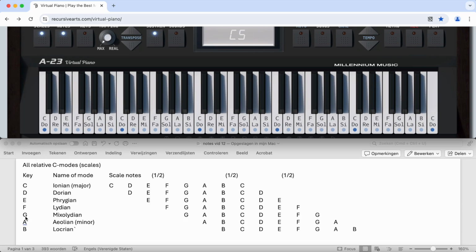The key of A minor. Let's play that one. I start the scale from the A and I play it all the way up to the A. 1, 2, 3, 4, 5, 6, 7, 8. As you can see in minor, the half step, because this is A, B, C, is between the second and the third note, 4, 5, 6, and between the fifth and the sixth note.